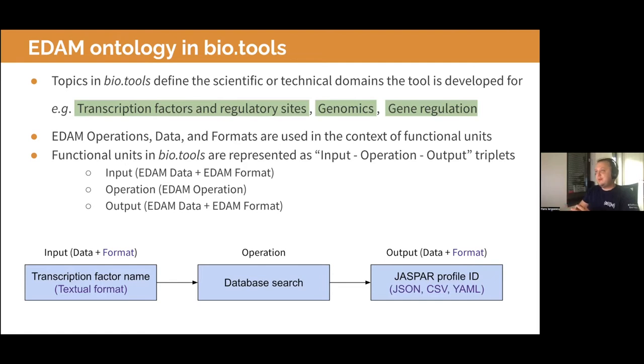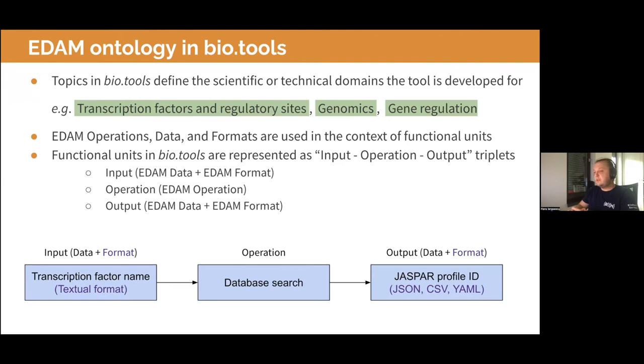Matúš described it quite well, so I don't have a lot here. But coming to the 4 branches of EDAM, the topics in BioTools are seen as some sort of very general scientific and technical domain. We use it more as a label, and we'll see why I say that compared to the other 3. Examples can include transcription factors and regulatory sites, genomics, gene regulation. The other 3, the operation, data, and formats, similar to what Matúš presented, are defined in BioTools in the context of a function.